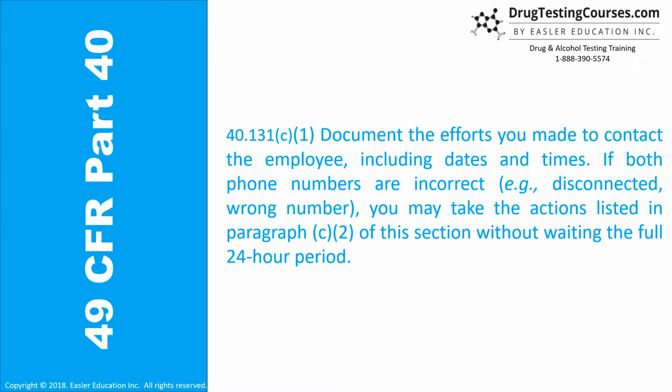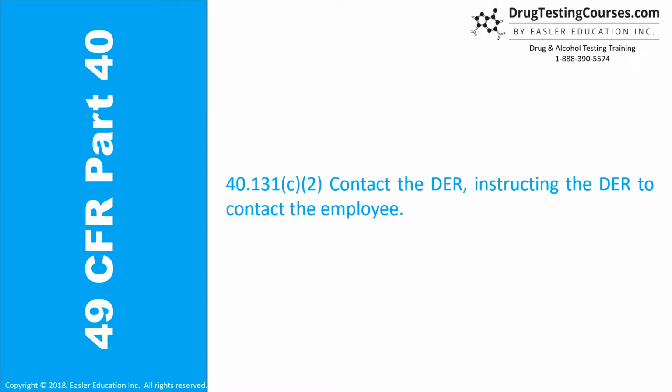40.131C1. Document the efforts you made to contact the employee, including dates and times. If both phone numbers are incorrect, e.g., disconnected or wrong number, you may take the actions listed in paragraph C2 of this section without waiting for the full 24-hour period. 40.131C2. Contact the DER, instructing the DER to contact the employee.